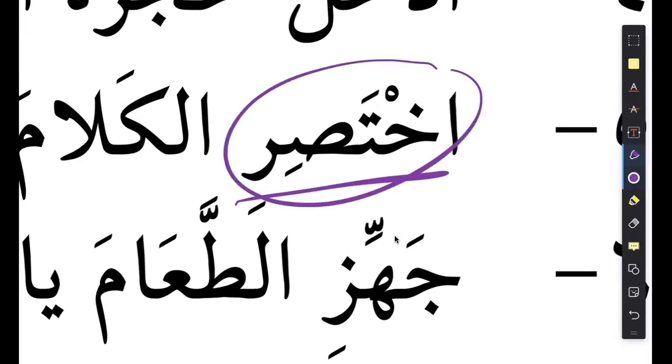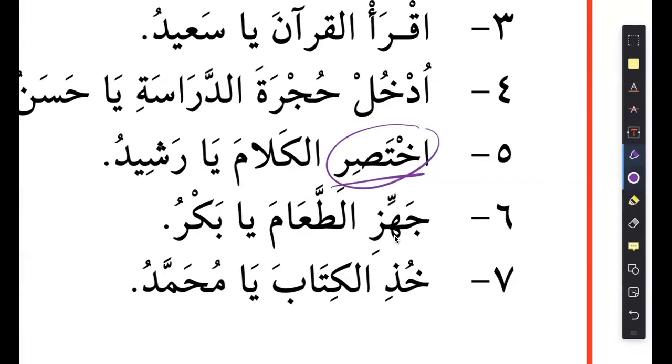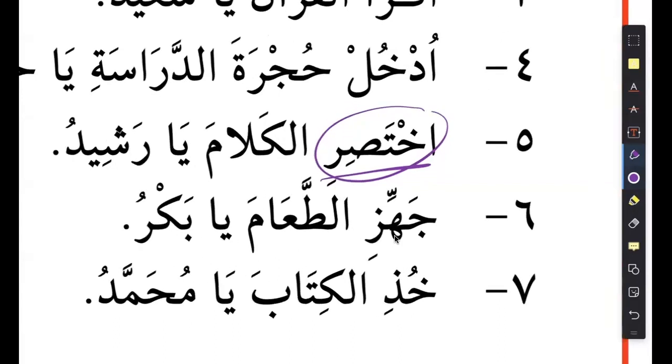Who remembers what this ikhtasara means? We heard this word. This is a very good word, actually. It means to shorten, to make it concise. That's why you'll find a lot of fiqh books or any Islamic book is a mukhtasar. That means something that has been concised. So you have a bigger version of a fiqh book, and then you have mukhtasar, something that is shorter. It's coming from the same verb.